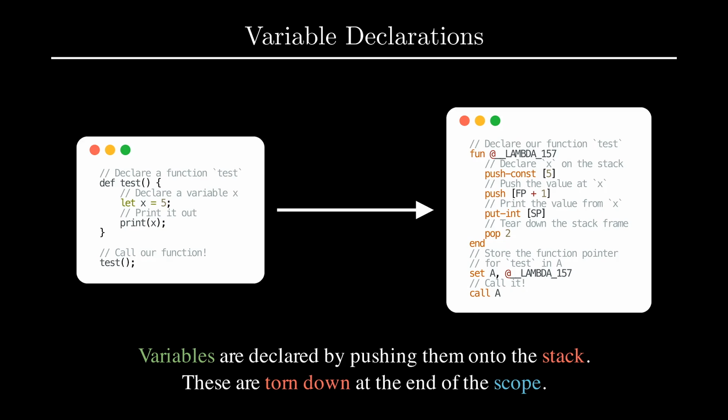First, we see that the compiler uses a pushConst instruction to push the constant literal 5 onto the stack, instantiating our variable x in the function stack frame. Then it pushes our value onto the stack and prints out the value there. Finally, it tears down the stack frame and exits the function. In the main scope, we can see the compiler calls our test function by storing its function pointer in the register A, and then calls the function pointer stored there.